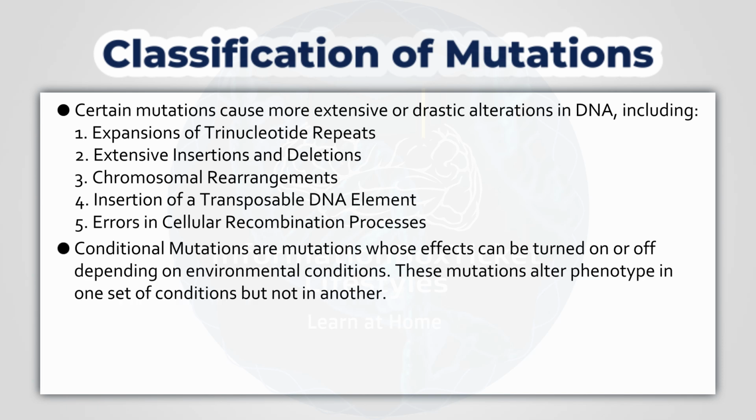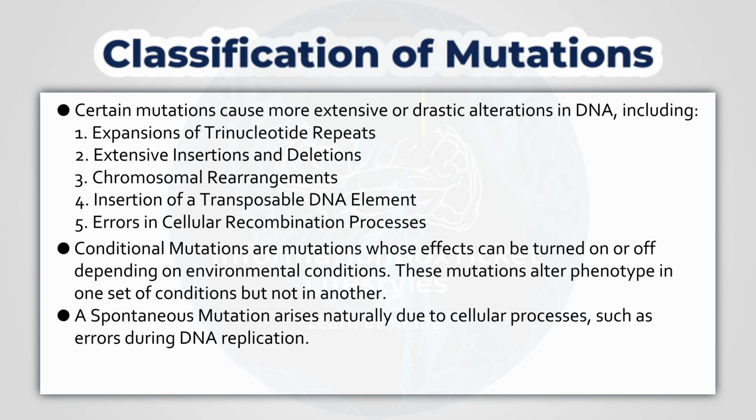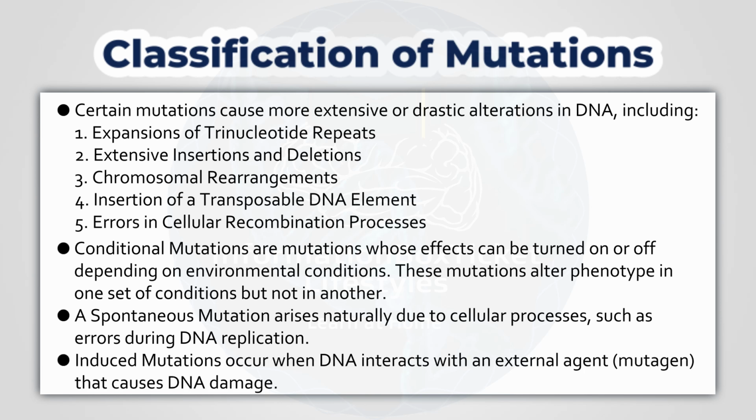Conditional mutations are mutations whose effects can be turned on or off depending on environmental conditions. These mutations alter phenotype in one set of conditions, but not in another. A spontaneous mutation arises naturally due to cellular processes, such as errors during DNA replication. Induced mutations occur when DNA interacts with an external agent, a mutagen, that causes DNA damage.